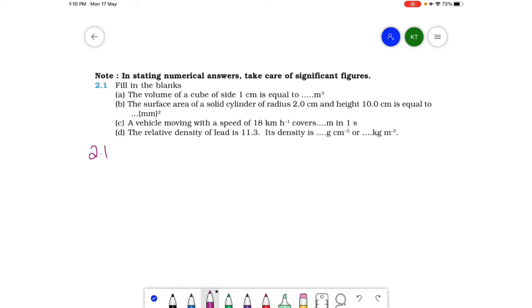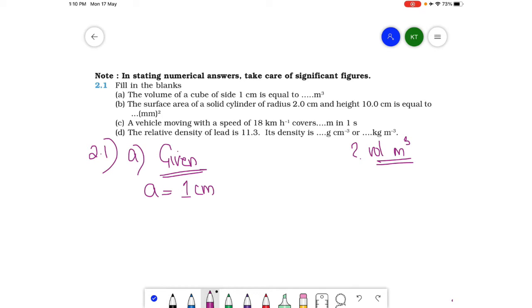First, part 2.1.A. The question is: the volume of a cube of side 1 centimeter is equal to dash meter cube. So what is given to us? A cube of side 1 centimeter. What we need to find is the volume in meter cube. So in order to solve this, we have to convert this to meter cube. Why? Because the question defines volume in meter cube. So let's convert this to meter cube.